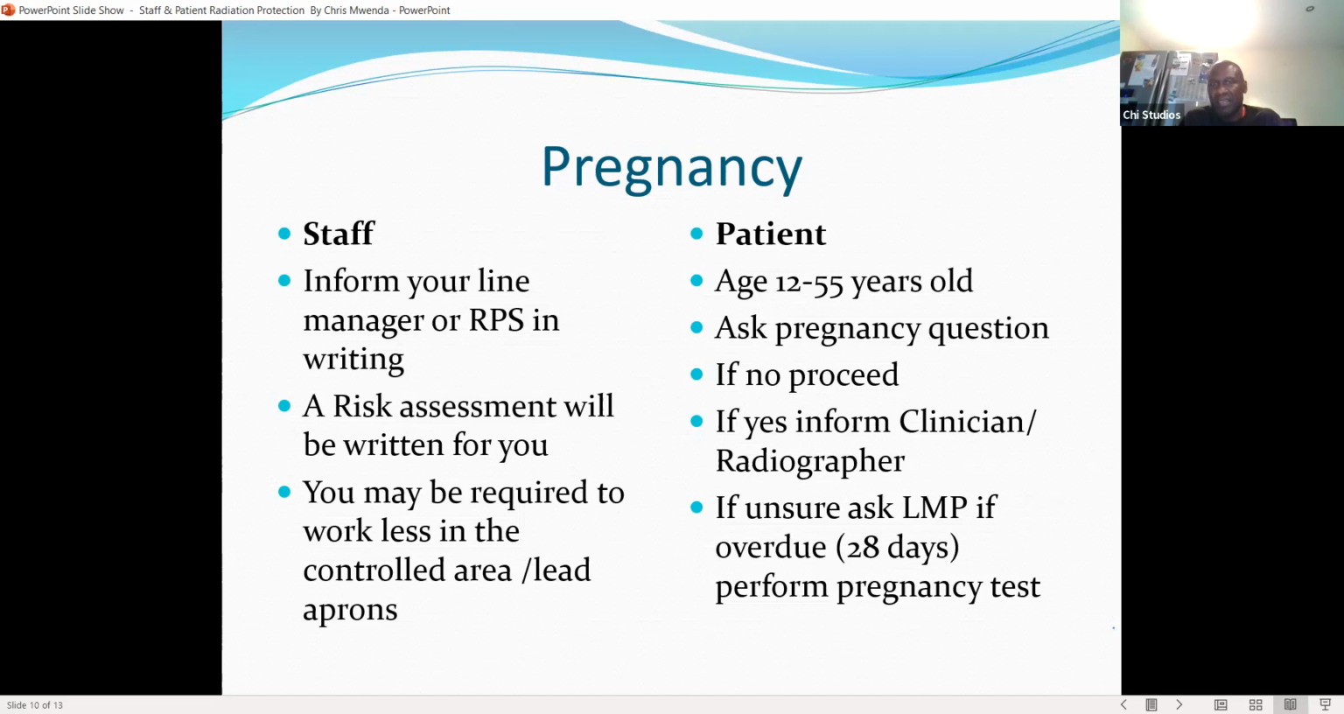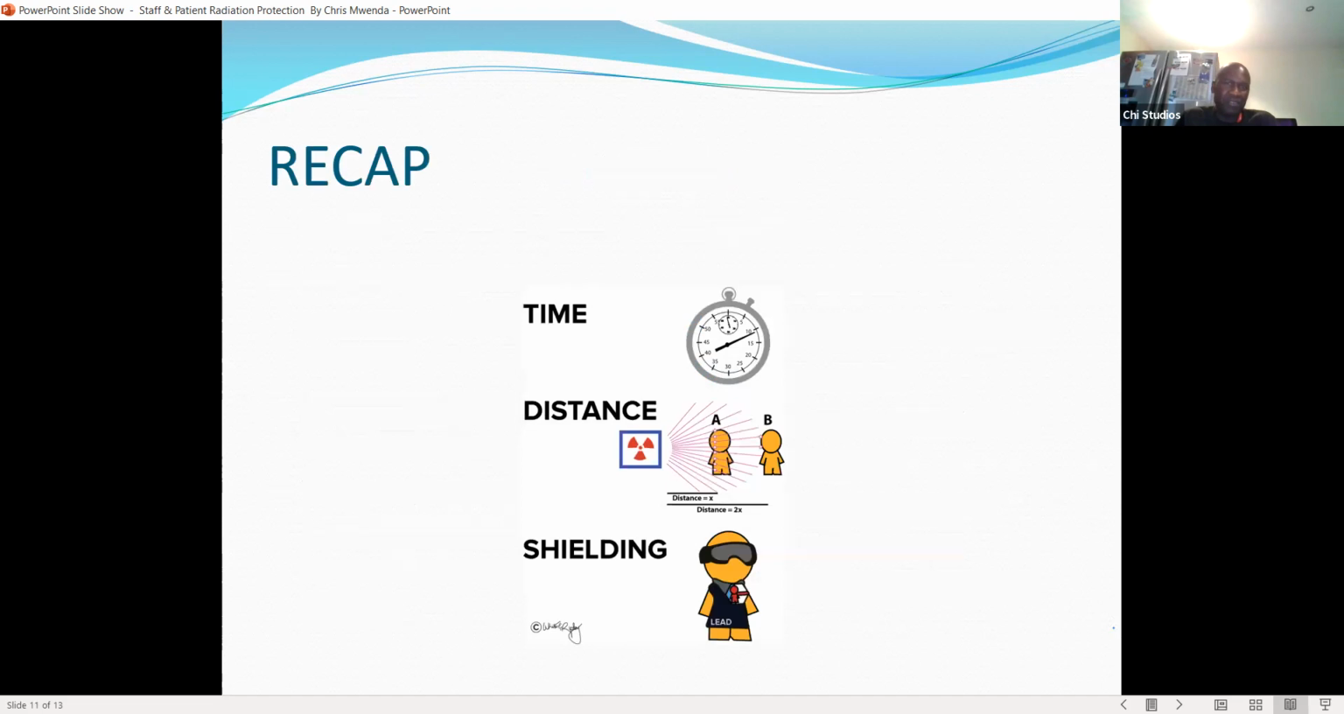So as we come to the end of this presentation, I think, just to recap, the three most important things as a radiographer, as they expect us, there are three things: the time, that's the time of exposure, you're being exposed. The longer you take time to be exposed, the more acquisition you take, that's accumulation of time, the more dose you get.